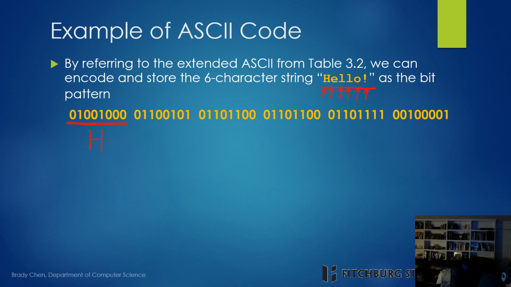Okay, and then the ASCII code for E is 01100101, and L, another L, so they have the same ASCII code. Okay, O, and that's factorial. Okay, that's 00100001. Okay, so that's the actual code, which is actually stored in the computer memory. So that's an example of ASCII code.